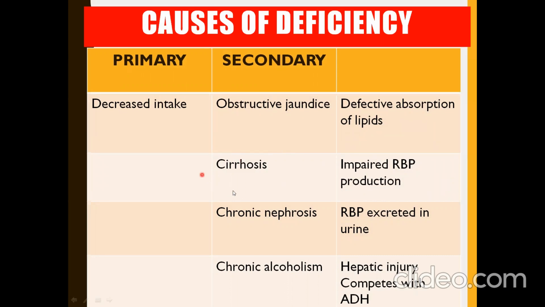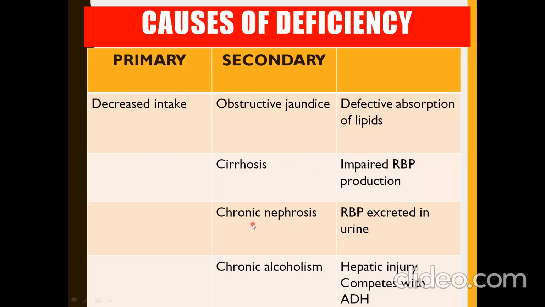In case of cirrhosis, which is a condition in which the causes are varied, there is fibrous scarring of the liver architecture, and the retinol binding protein is synthesized in the liver. This retinol binding protein is needed for the transport in the circulation, right? So if it is not synthesized, it is not circulated. So there is impaired retinol binding protein production in case of cirrhosis, and this is one of the secondary causes for the vitamin A deficiency.